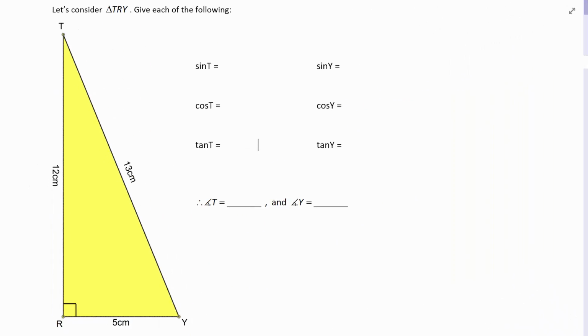All right, let's give this a try here. Consider triangle TRY and give each of the following.